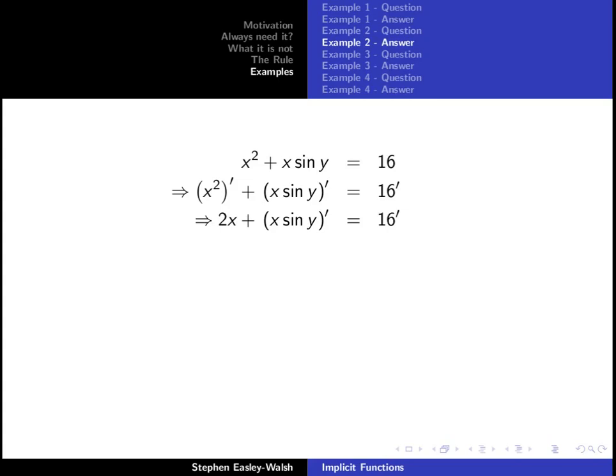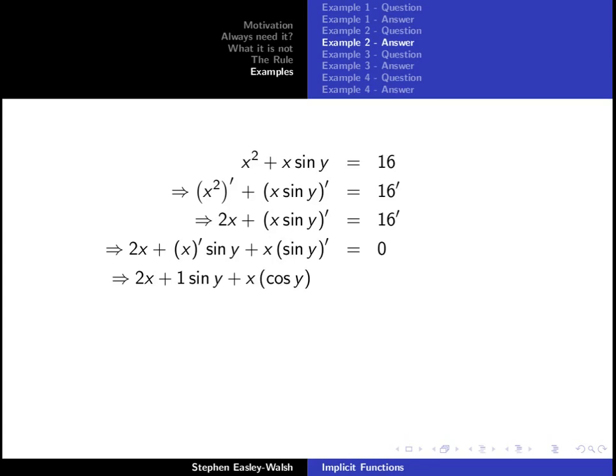So we have 2x plus derivative of the first function, keep the second function the same, plus the first function, and then do derivative of the second function. This will equal derivative of 16, that is, it will equal 0. 2x plus 1 sine y, since derivative of x is 1, plus x, and now the derivative of sine y is cos y, normal derivative, and don't forget we need to multiply by y derivative, and this will equal 0.